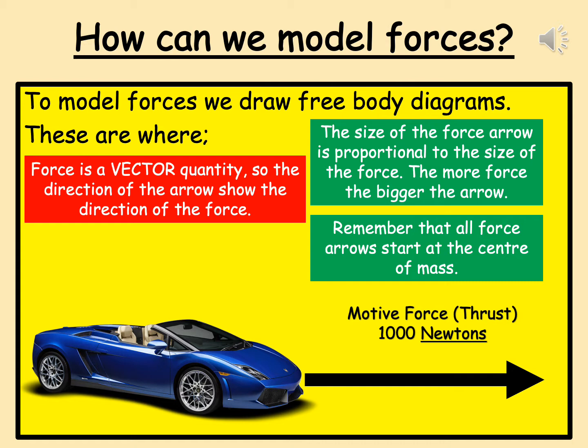For example, if I had a 1,000 newton force, I would possibly draw a 10 centimeter arrow. And if I doubled my force to 2,000 newtons, my arrow would change from 10 centimeters to 20 centimeters. So if we make the force bigger, we have to make the arrow bigger. If the force is smaller, the arrow has to be smaller. And this is the key part about a free body diagram. They must have an arrow indicating direction, and the size of that arrow must be proportional to the size of the force.